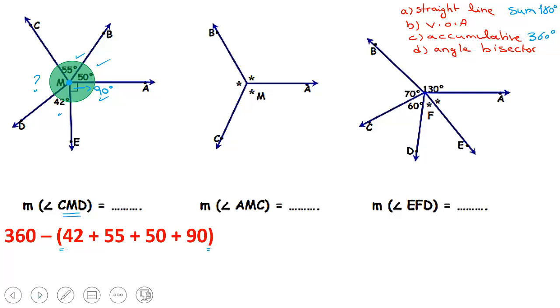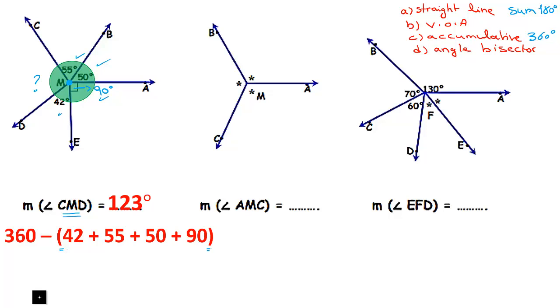As a result, angle CMD is equal to 123 degrees. Did you get the point now, Prep 1? Asking the 4 questions would make it so easy for you to find which one you're going to use. So let's go now for the second figure.